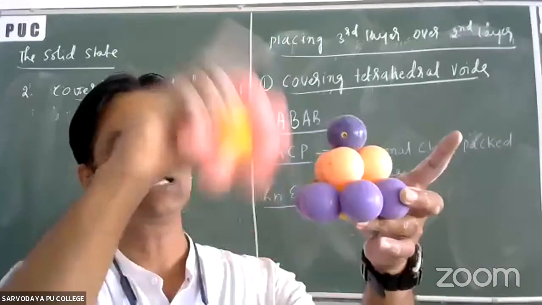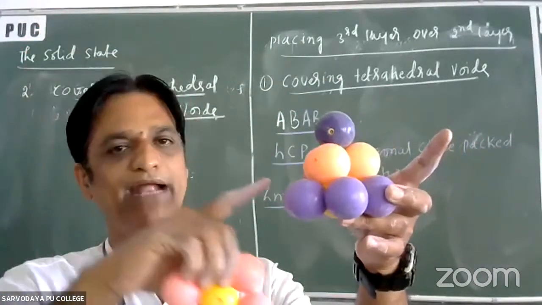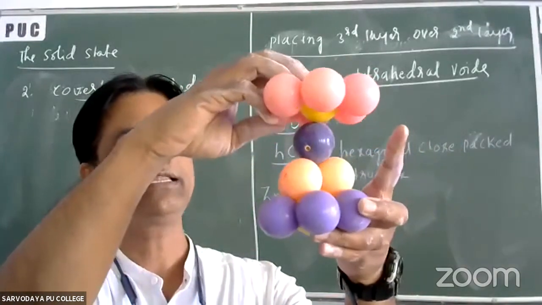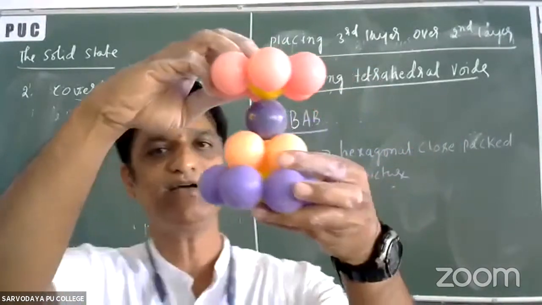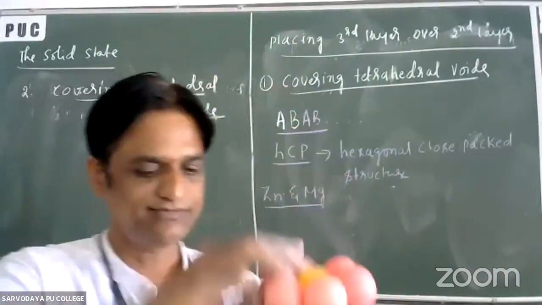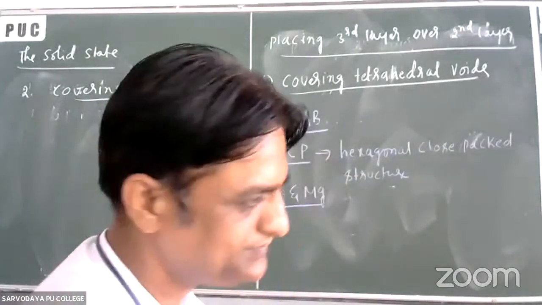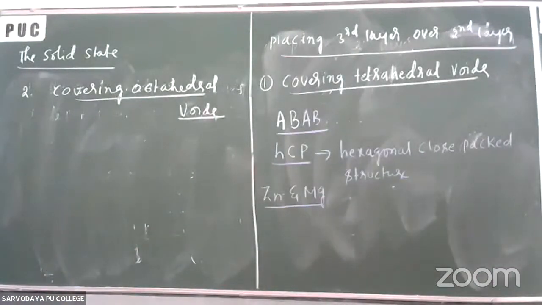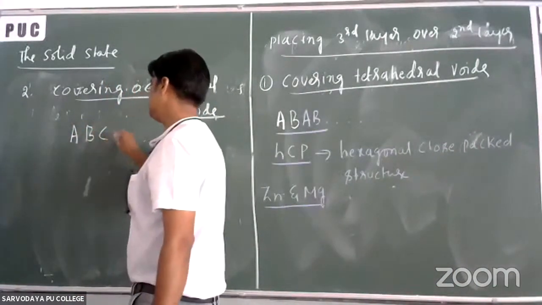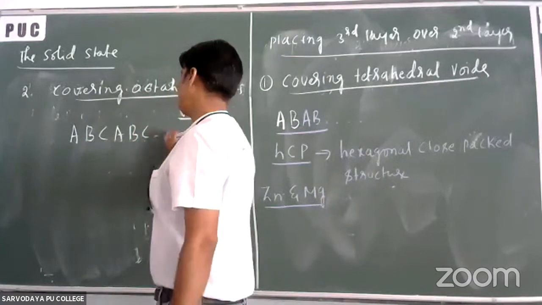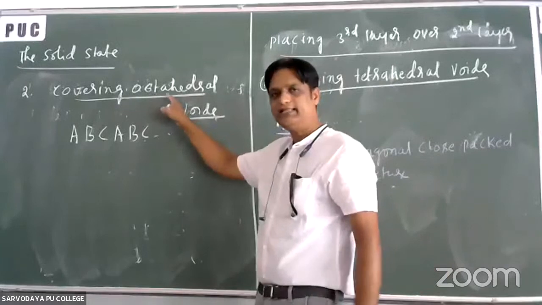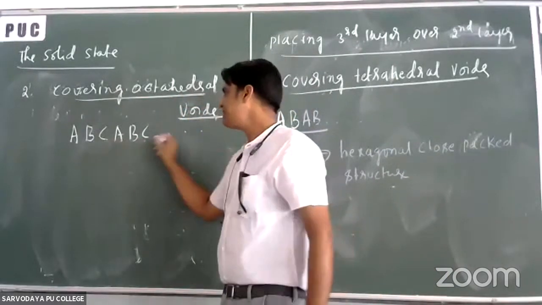See, all the three layers are different. That's why the pattern will be A, B, C, A, B, C, and then the fourth layer will be like this. The arrangement of the first layer and fourth layer will be the same. So what is the pattern I am getting here? The pattern is A, B, C, A, B, C. So when the spheres of the third layer cover octahedral voids, this is the pattern I get.